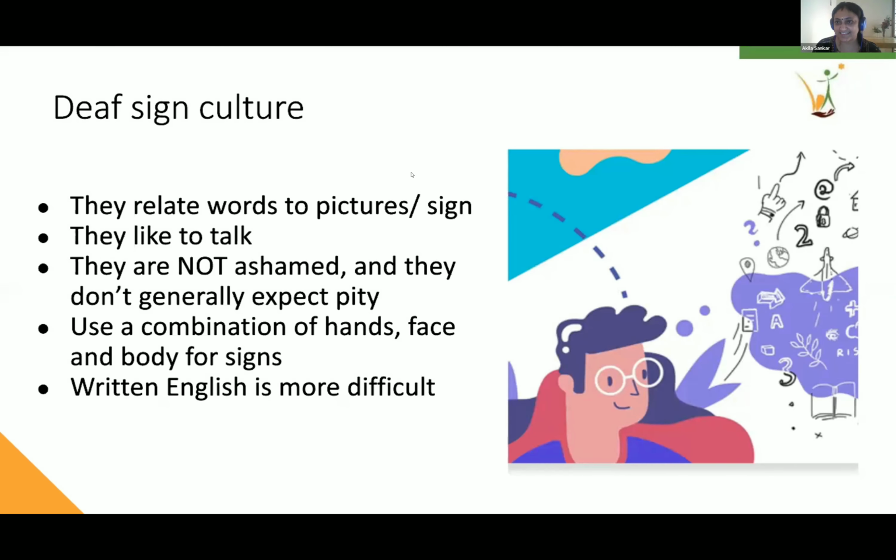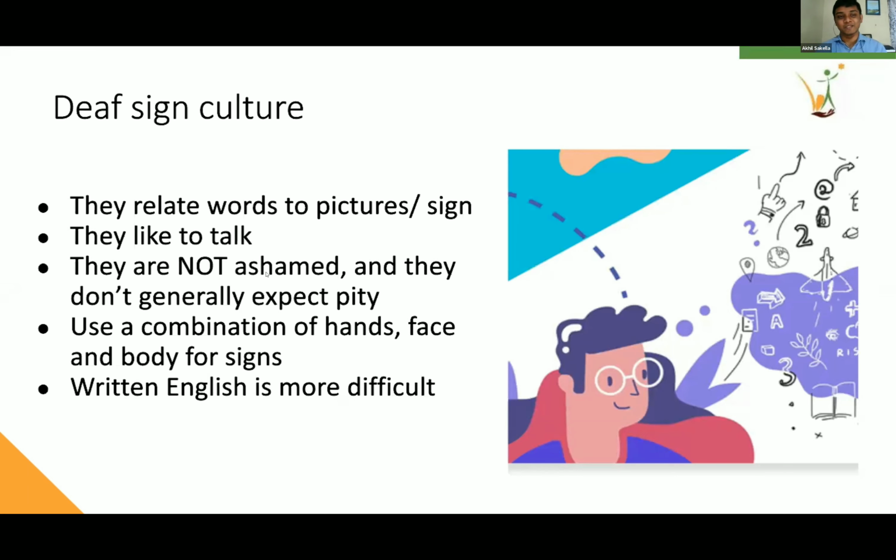But coming to the deaf sign culture, so usually how do deaf people think? For example, if I say the word apple, a speaking person usually thinks of the word apple, A-P-P-L-E, but a deaf person imagines it. An image of an apple comes to their mind, so it is an imaginary language. So it's a completely different culture, right?